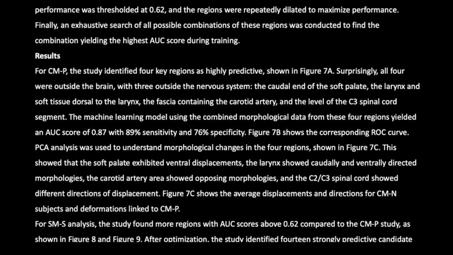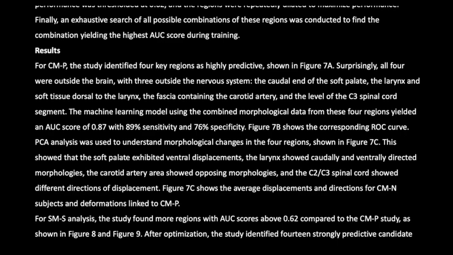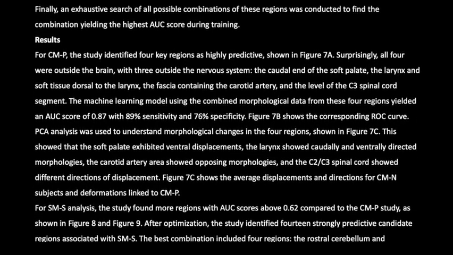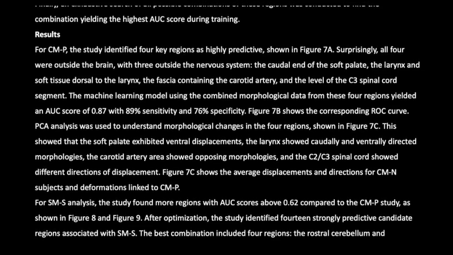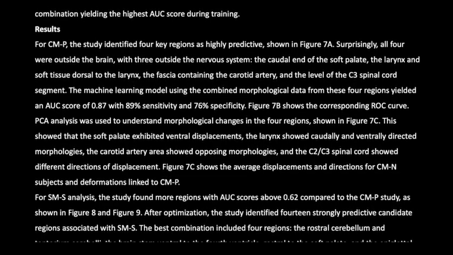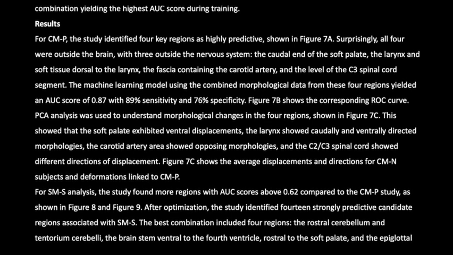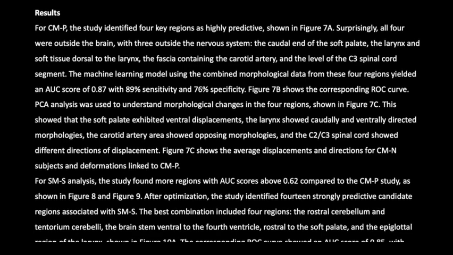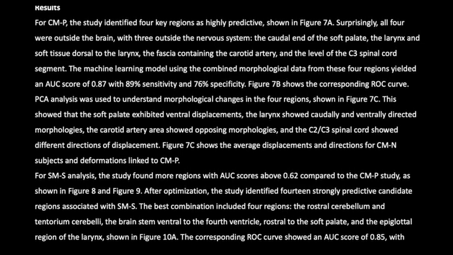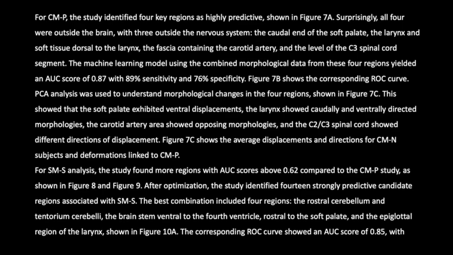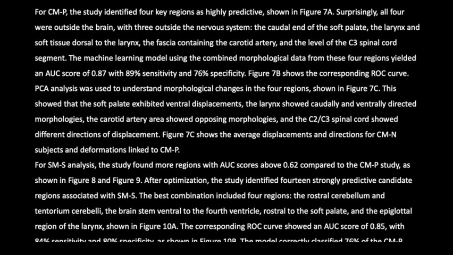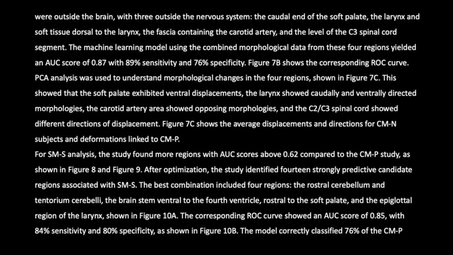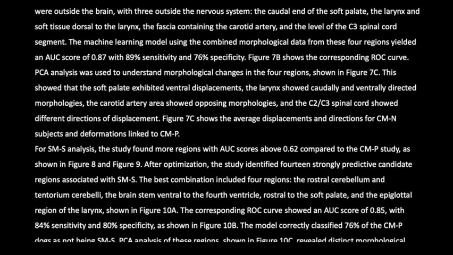Figure 7b shows the corresponding ROC curve. PCA analysis was used to understand morphological changes in the 4 regions, shown in Figure 7c. This showed that the soft palate exhibited ventral displacements, the larynx showed caudally and ventrally directed morphologies, the carotid artery area showed opposing morphologies, and the C2/C3 spinal cord showed different directions of displacement. Figure 7c shows the average displacements and directions for CMN subjects and deformations linked to CMP.